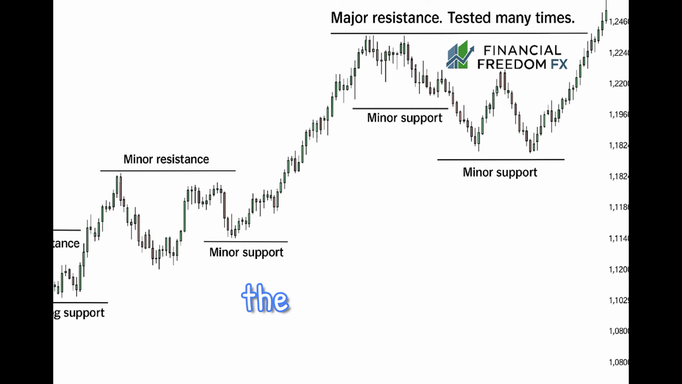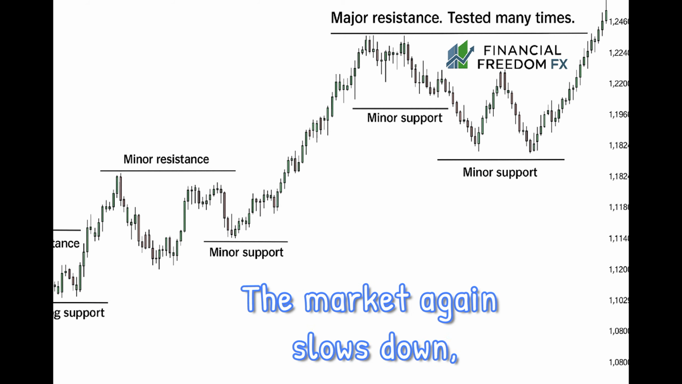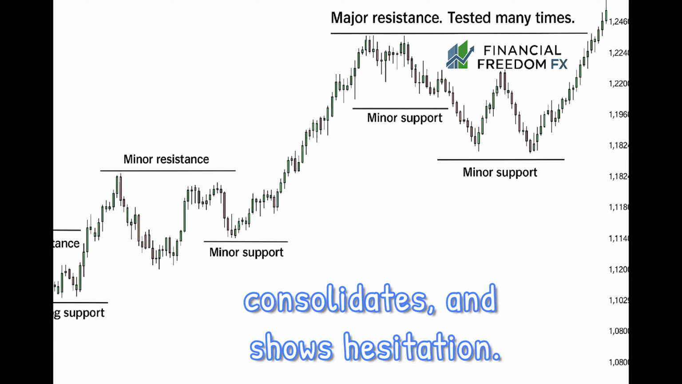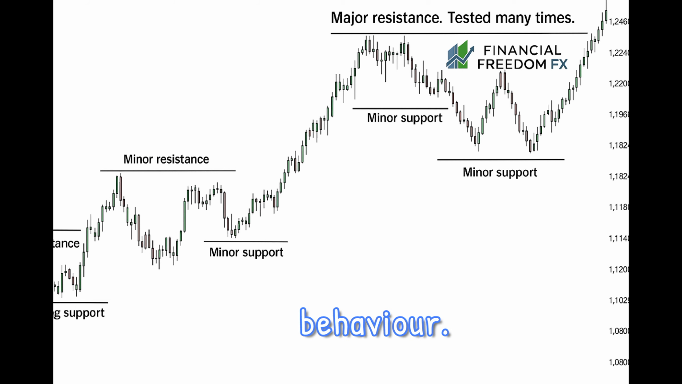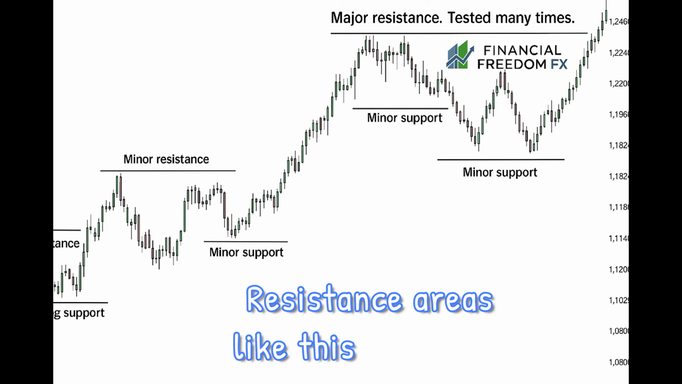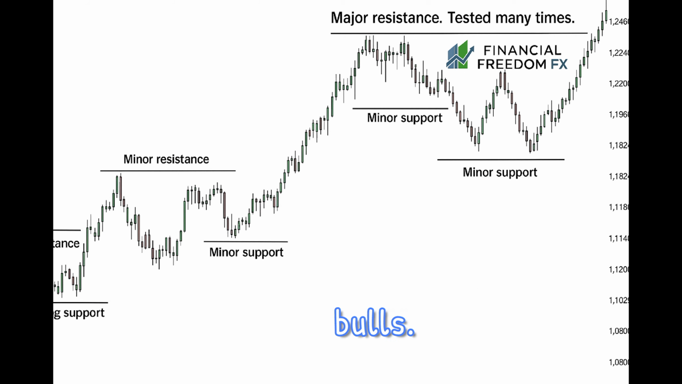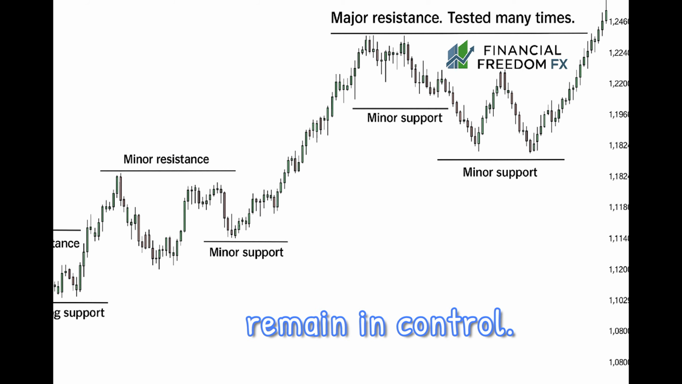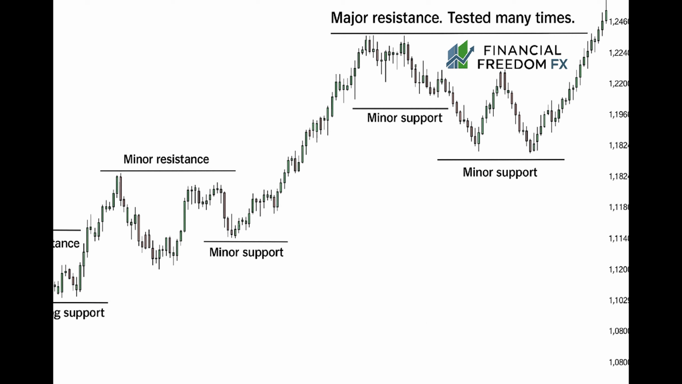Moving further up, the price reaches another ceiling, another minor resistance zone. The market again slows down, consolidates, and shows hesitation. This is natural behavior. Resistance areas like this often test the strength of the bulls. Will they push through or will they retreat? In this case, buyers remain in control. The resistance breaks and the market continues its march upward.